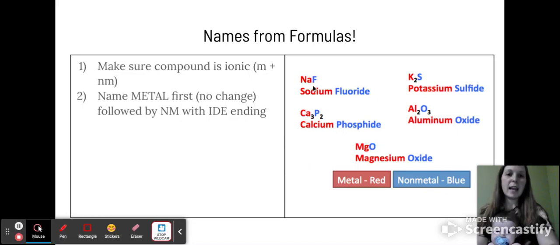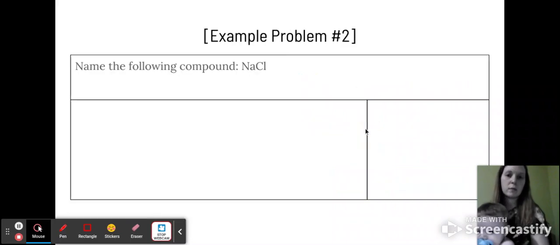So if we've got NaF, Na is our metal, doesn't get a change, so it's sodium. Fluorine becomes fluoride, as you can see through these examples. Keep in mind, the crisscross method and the charges here do not affect the name of the compound. Okay, that is very important, a huge difference between ionic and covalent compounds.